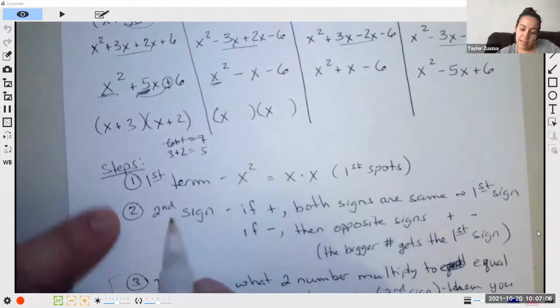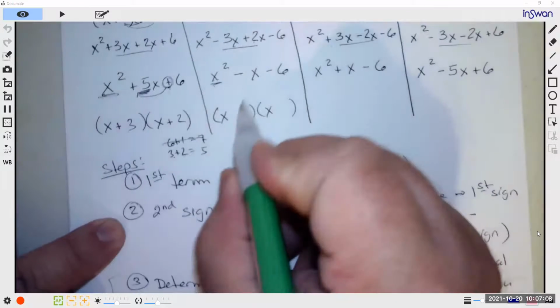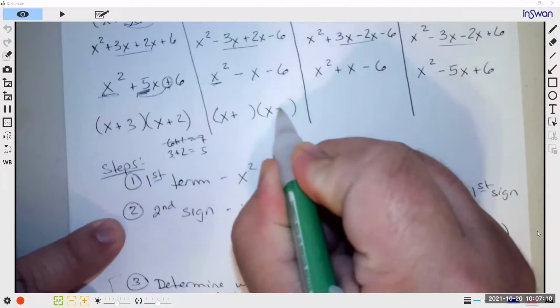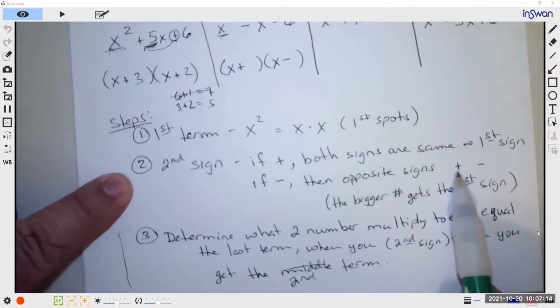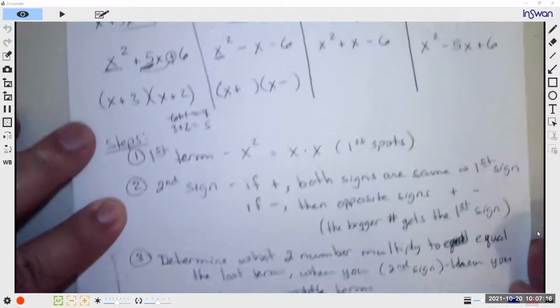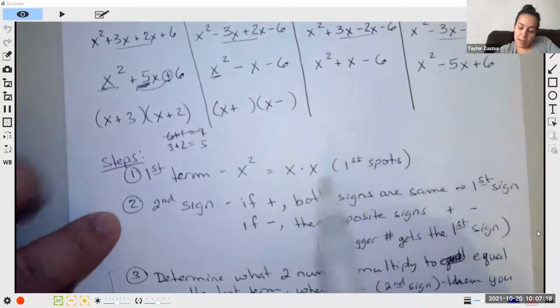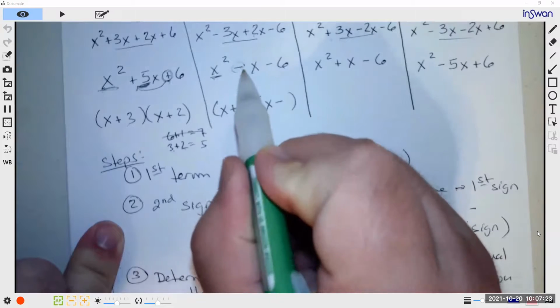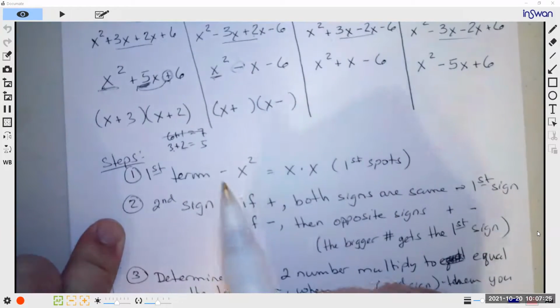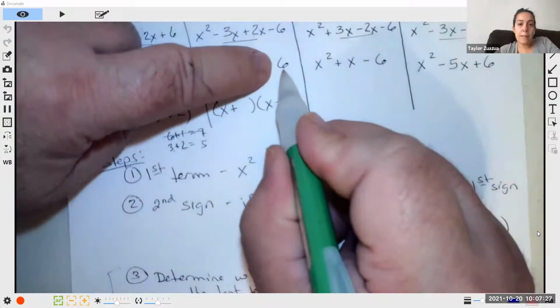And then we look at the second sign. If the second sign is negative, they're both opposites, plus or minus. Oh, yeah. Okay. That's what that means. Okay, got it. But we know that since the first sign is a negative, the bigger number gets that sign. Same thing: the bigger number gets a negative sign.